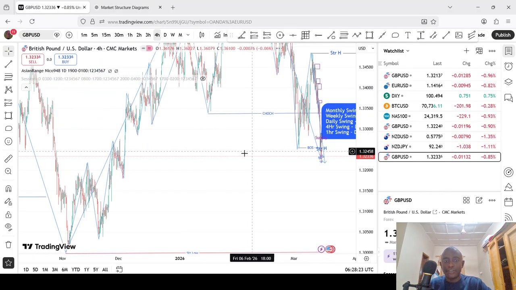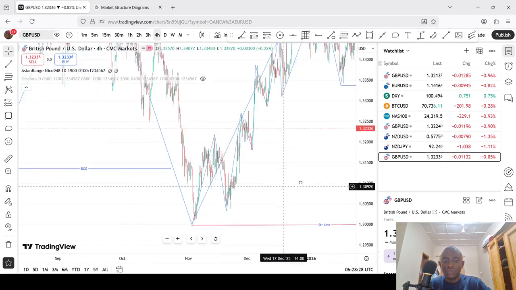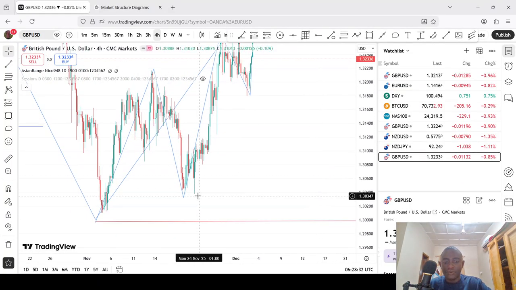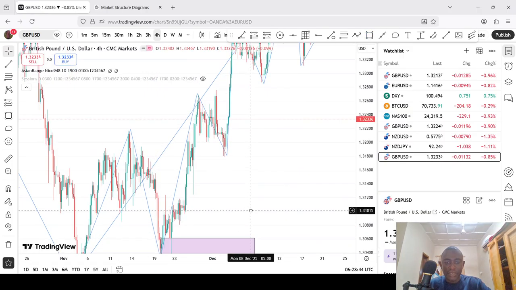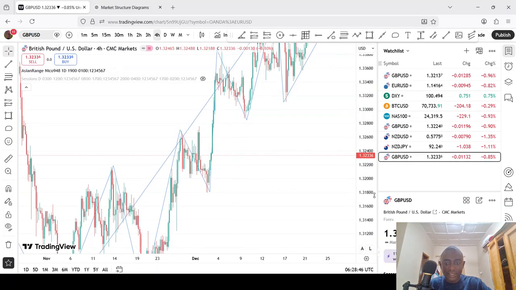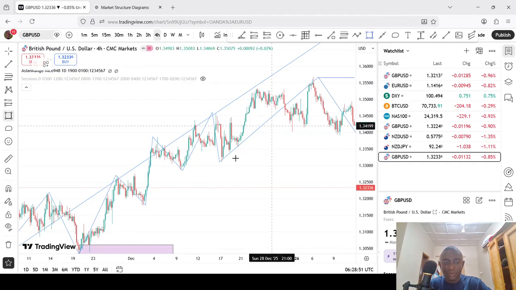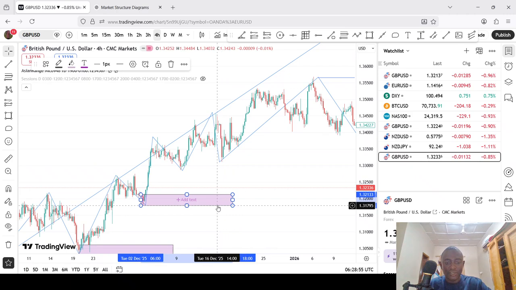Okay, let me go to 4 hours so that we can identify some of the demand zones too. For the demand, we know that price was in an uptrend. It started from here, the last green candle and the red. So I'll just draw it like this. So here becomes my demand, and this was my next swing point. So here too becomes my demand. You understand?